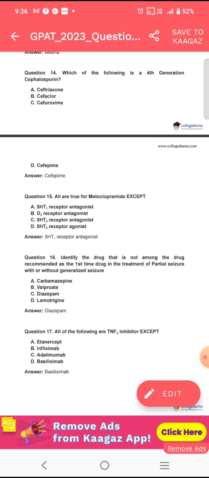Identify the drug that is not among the drugs recommended as first-line drugs in the treatment of partial seizures with or without generalized seizures. Carbamazepine, valproate, diazepam, lamotrigine.